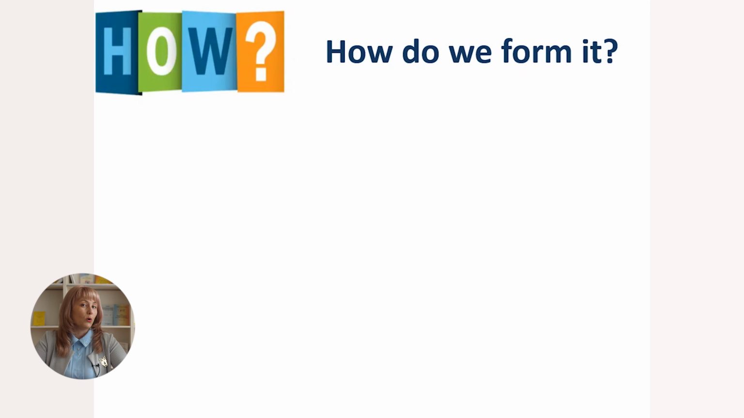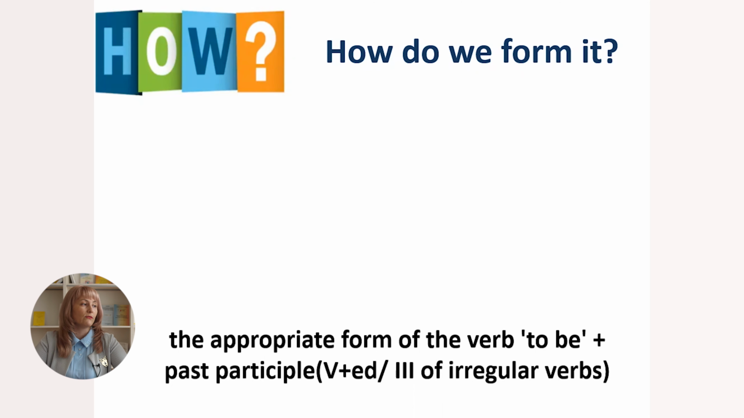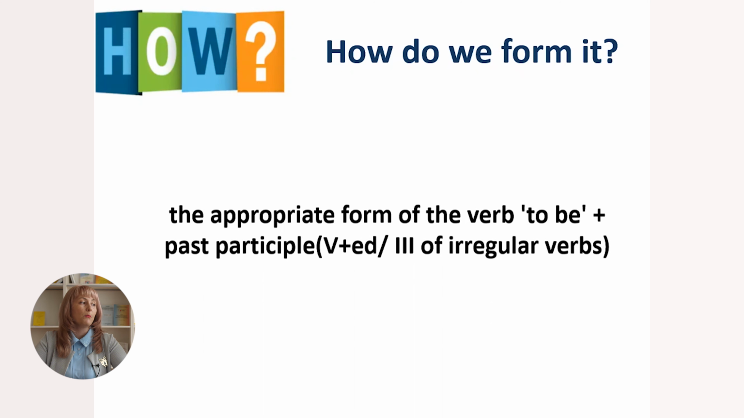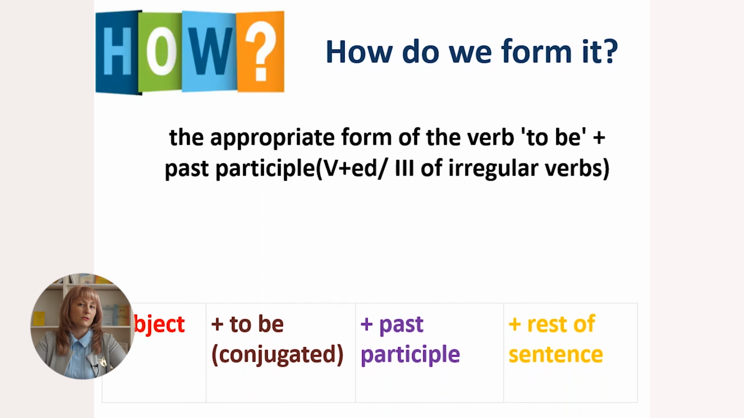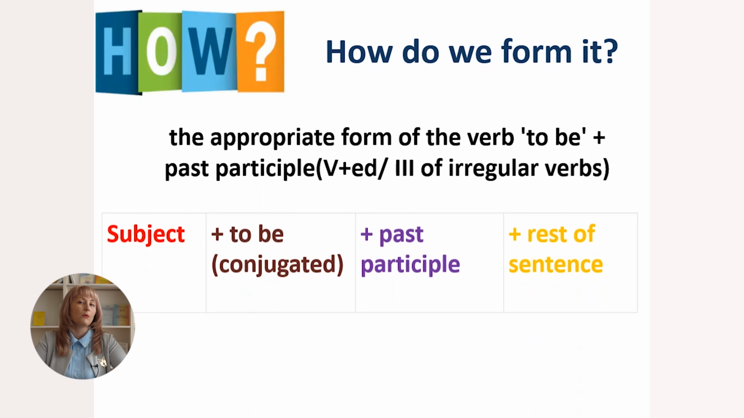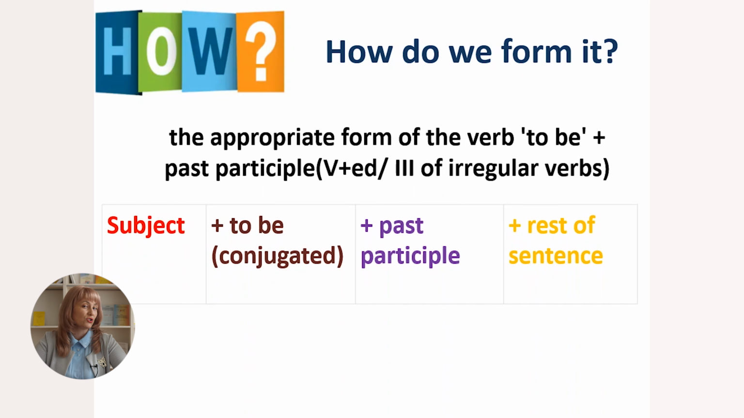Okay, we know what it is. We know how to use it, but let's see how to form it. So, passive voice is formed with the help of the appropriate form of the verb to be plus past participle with the ending ed or the third form of the irregular verbs. Let's see this scheme. So, first of all, we have subject plus to be that should be conjugated, plus past participle, and of course the rest of the sentence.